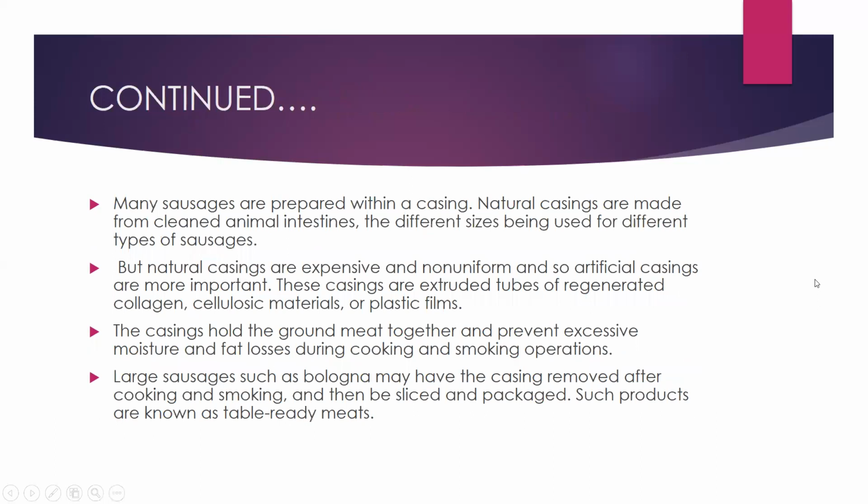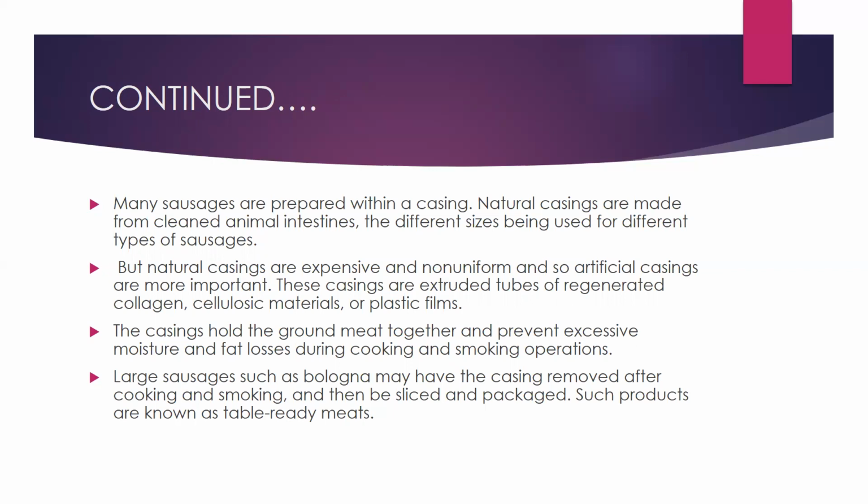Many sausages are prepared within a casing, and casings are made from clean animal intestine. They are of different sizes, and natural casings are expensive and non-uniform, and therefore artificial casings are produced. These casings are extruded using regenerated collagen, cellulose materials, or plastic films. The casings hold the ground meat together and prevent excessive moisture and fat losses during cooking and smoking operations.